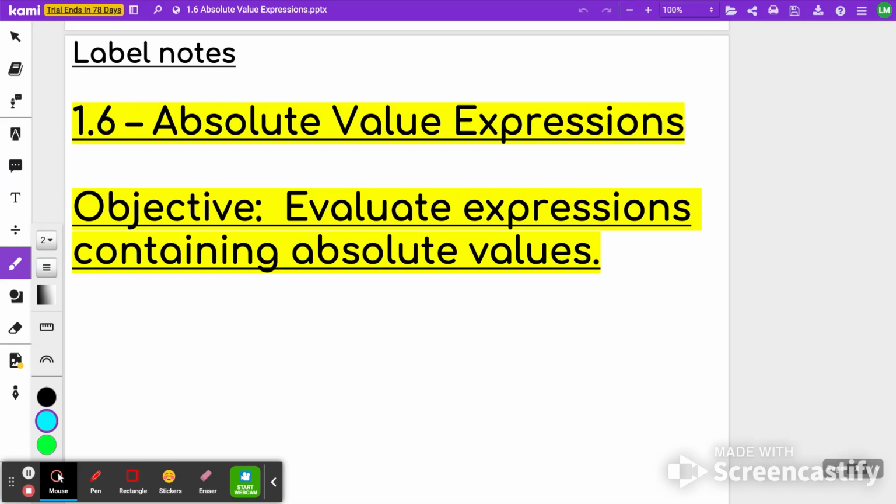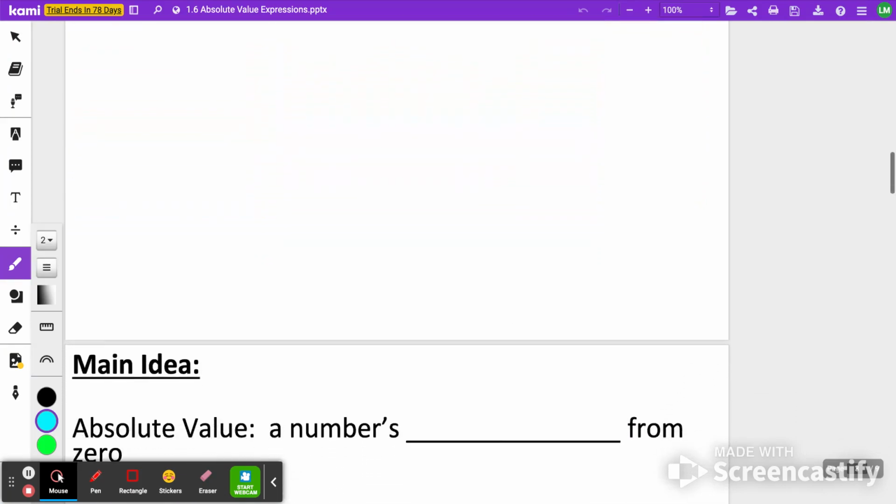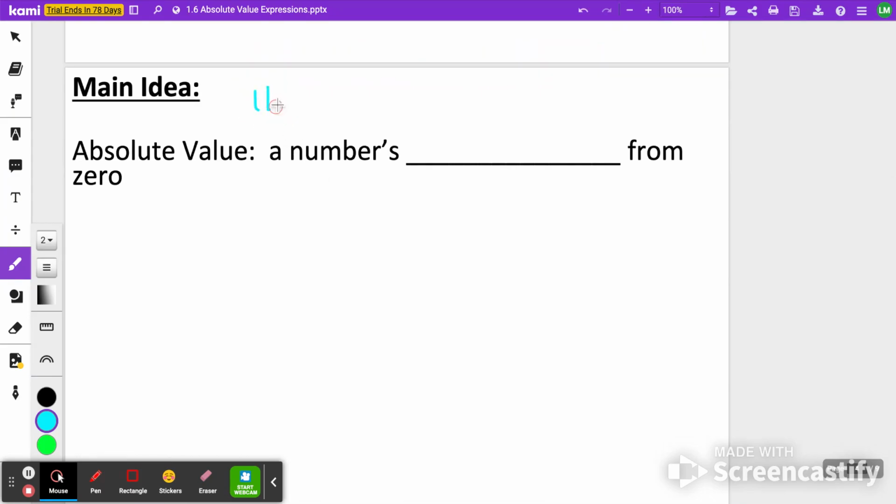Today we're going to be talking about lesson 1.6, which is absolute value expressions. Very similar to order of operations, except now we're going to add in that absolute value factor. So we're going to figure out, well, what is absolute value first, and then be able to evaluate using that order. The one thing we need to make sure we write down, so we want to pause the video after you finish hearing what I've got to say.